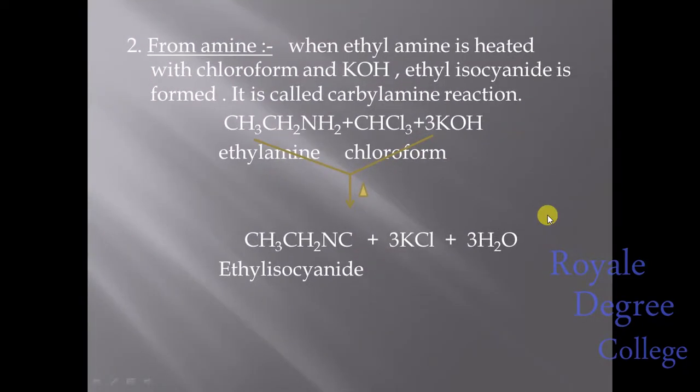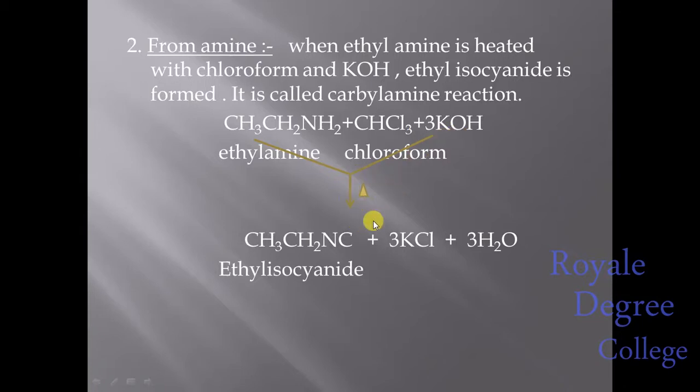Next preparation of isocyanide is from amine. When ethylamine is heated with chloroform and potassium hydroxide, ethyl isocyanide is formed. It is called the carbylamine reaction. See the reaction, CH3CH2NH2, that is ethylamine. In that we are adding chloroform, CHCl3, and 3 moles of potassium hydroxide, and we are providing heat.